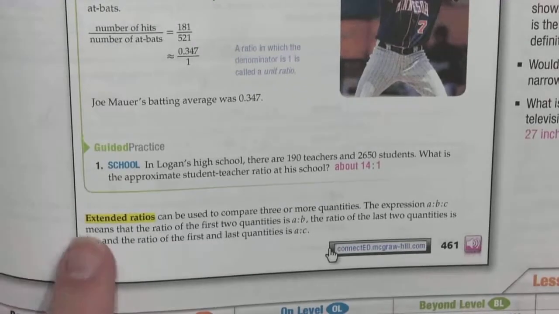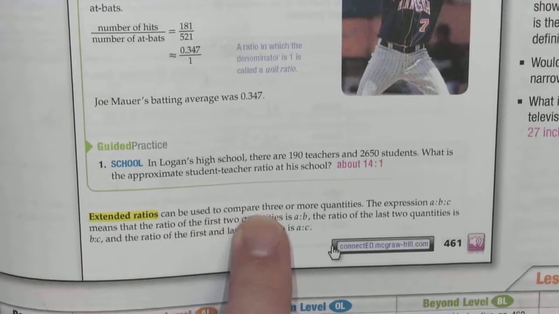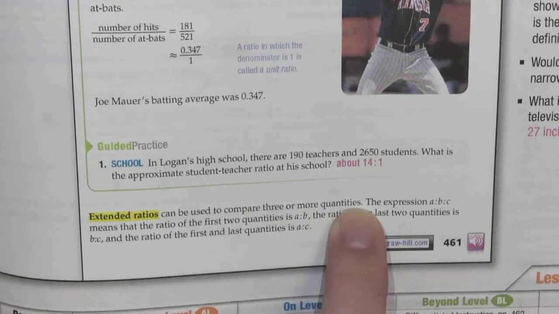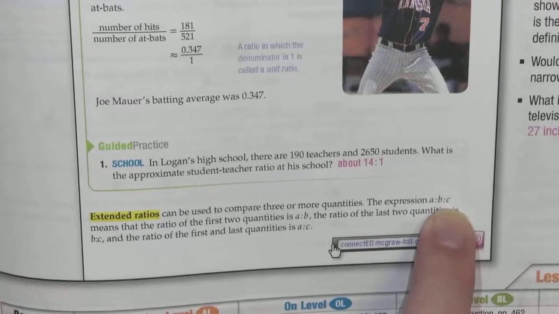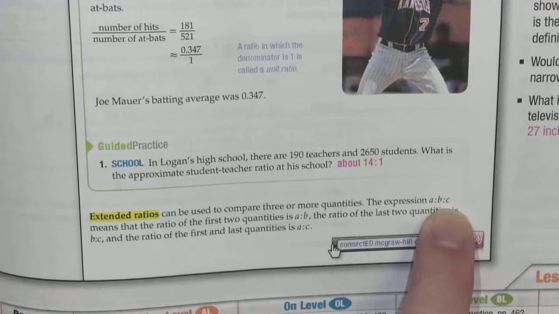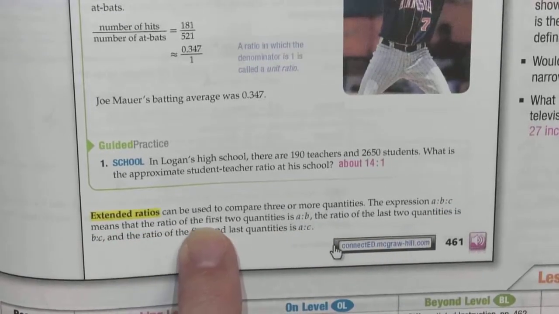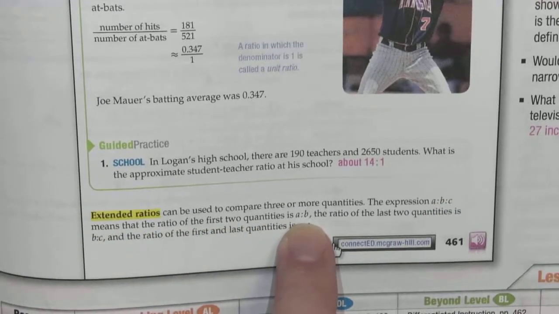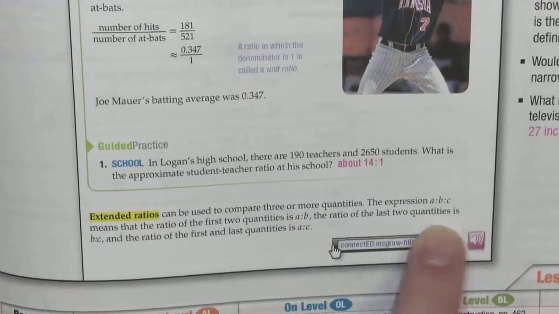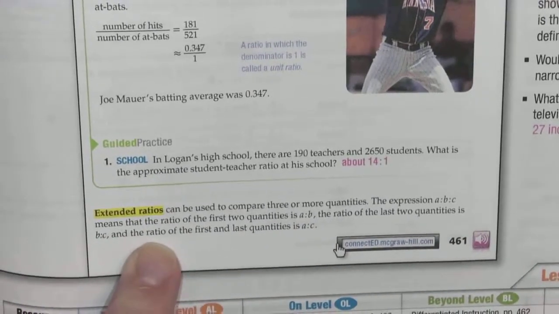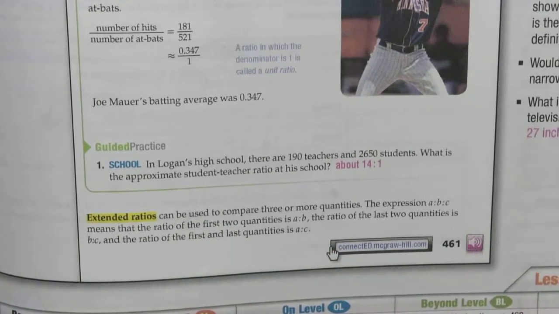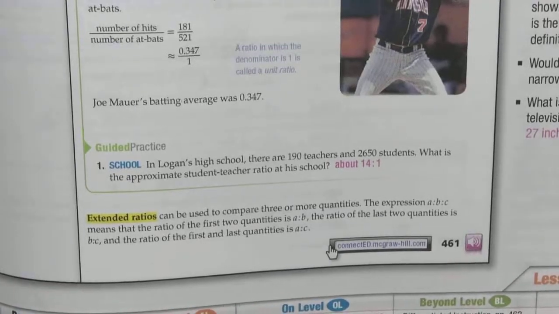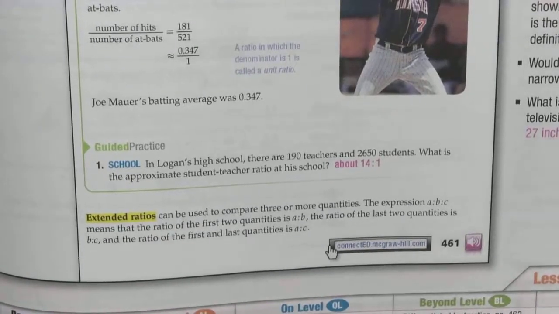Now, let's continue. Extended ratios can be used to compare 3 or more quantities. The expression A to B to C is an extended ratio because it's more than just 2. It means that the ratio of the first 2 quantities, A to B, the ratio of the last 2 quantities, B to C, and the ratio of the first and last quantities, A to C, are all equivalent ratios, is what that's saying. All right, now let's see an example of that.